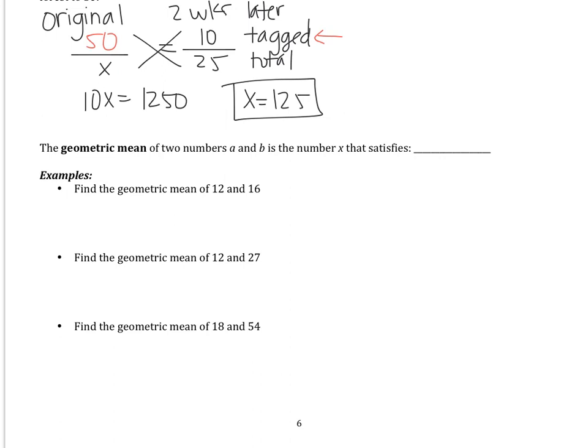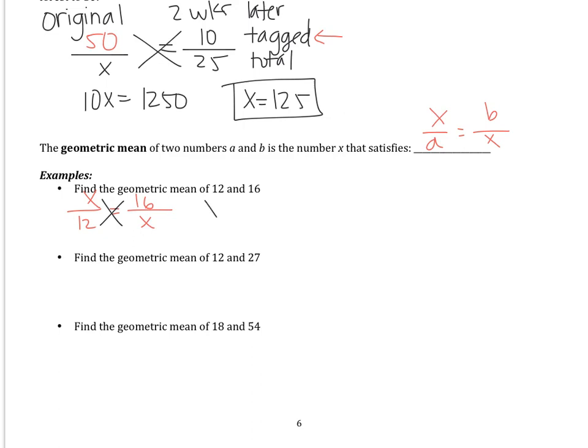So the geometric mean of two numbers a and b is the number x that satisfies this proportion. X goes on the diagonal, and then a and b go diagonal from each other. So let's do an example. It says find the geometric mean of 12 and 16. So the way that this is going to work is x and x are going to go diagonal, and then 12 and 16 are going to go diagonal.